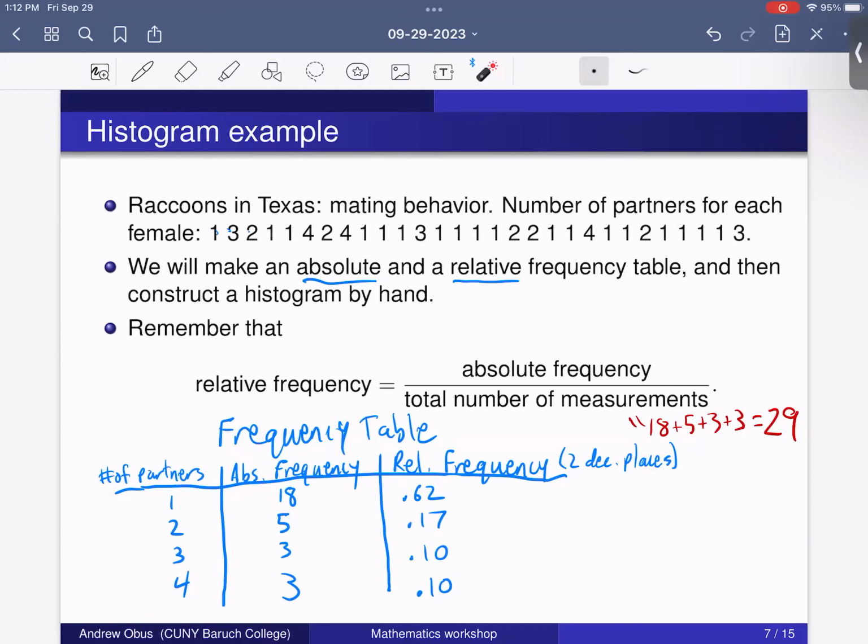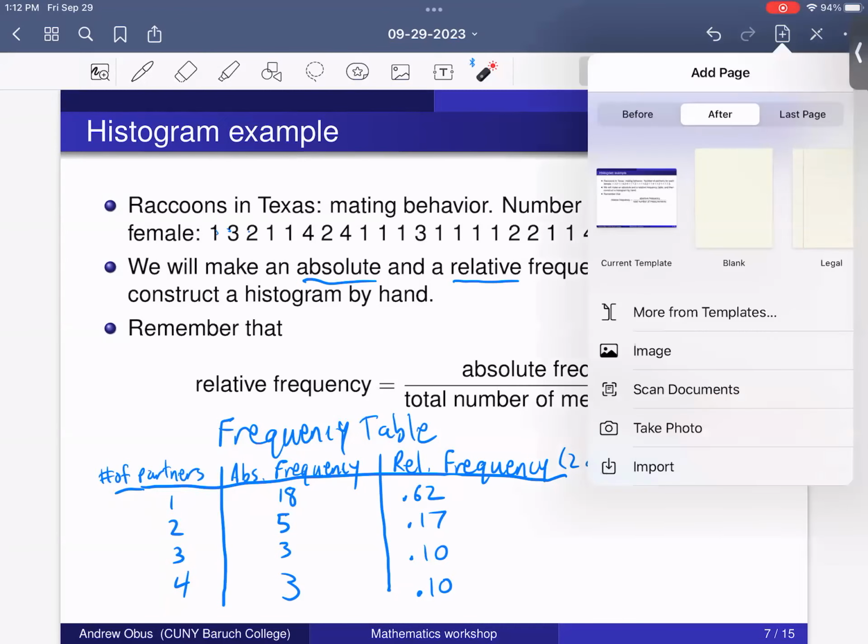And in this case, since we're using discrete measurements, we're just going to have the measurement in the middle of each bar. Okay. So how do we draw the histogram? I'll have a vertical axis and a horizontal axis, and then I'm going to mark 1 and 2 and 3 and 4. So this is going to be frequency.